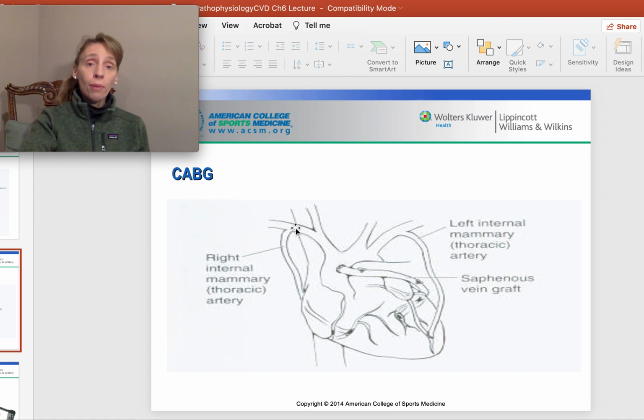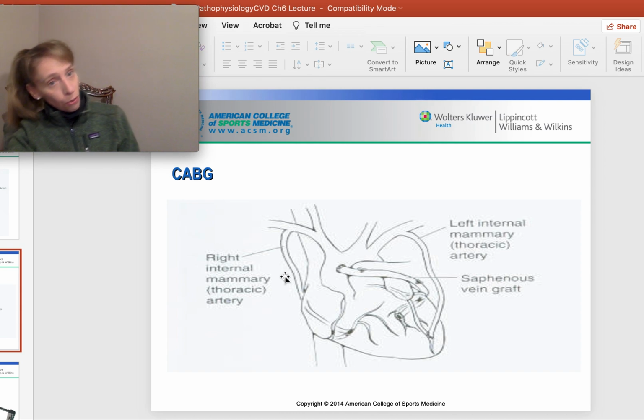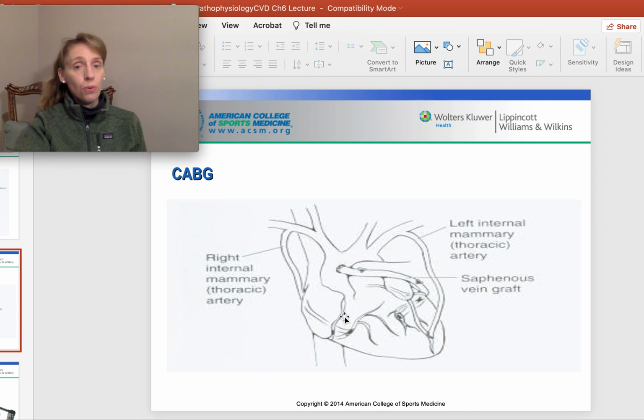So the blood is going to go up here through the subclavian, as it always did, but now it's going to go down here through that artery to get to the area of the heart, and then here's the left mammary. So this is a triple bypass. This surgeon on this photo used 2 mammary arteries, and the third is a saphenous vein graft.